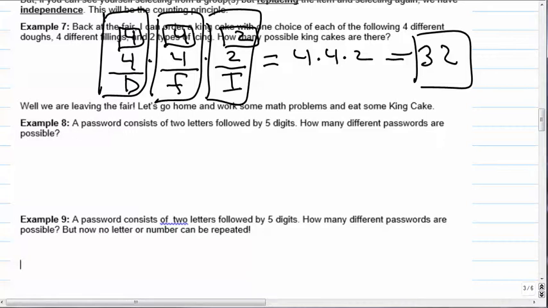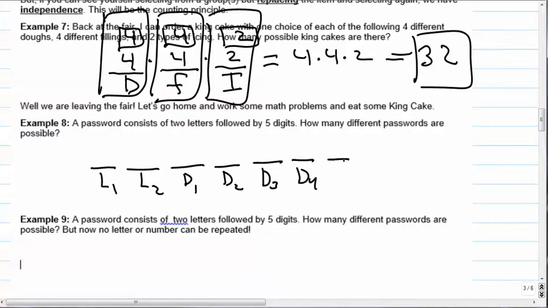I'll tell you right now, passwords, license plates, names, IDs, they all have order. They all have order to them. AB is different than BA. So just take that into consideration. A password consists of 2 letters followed by 5 digits. So I need to pick a letter. I need to pick a letter. I need a digit. I need another digit. I need a 3rd digit. I need a 4th digit. I need a 5th digit. Where are they coming from?